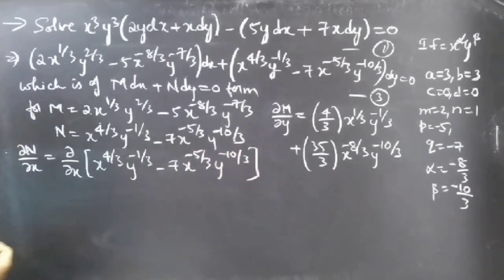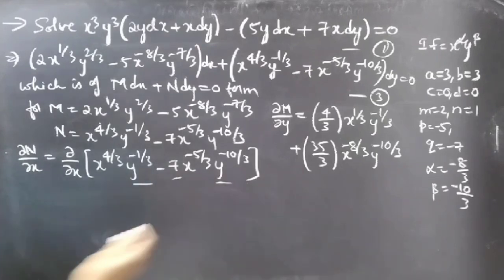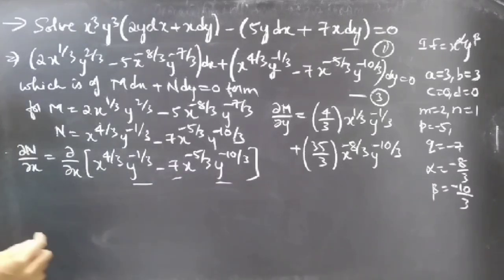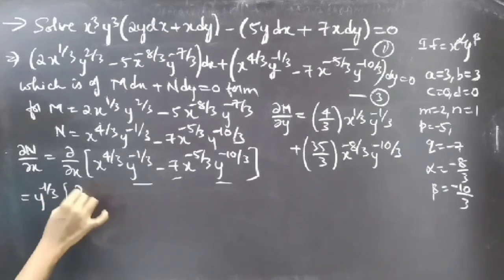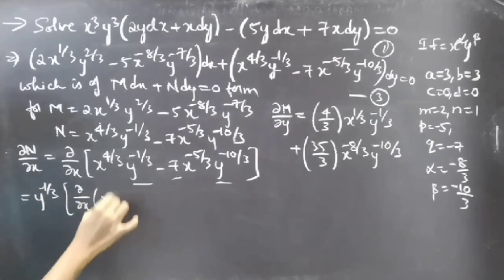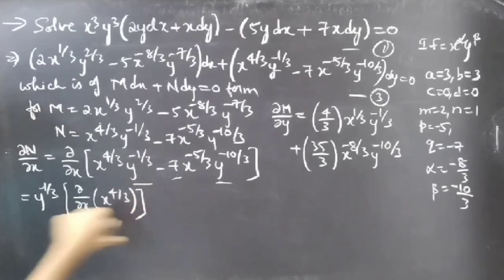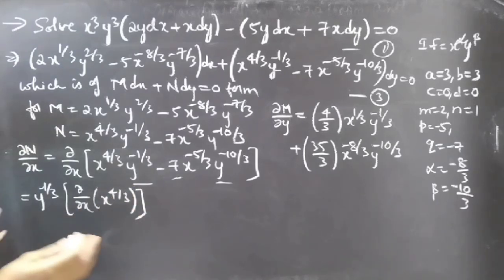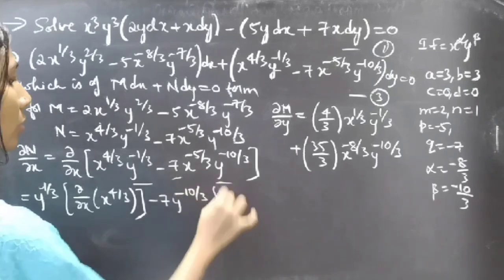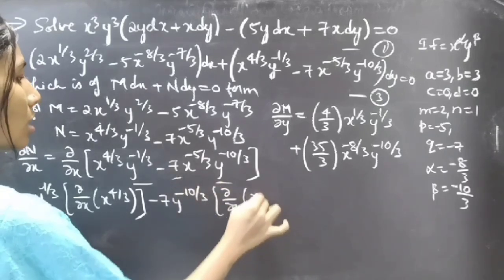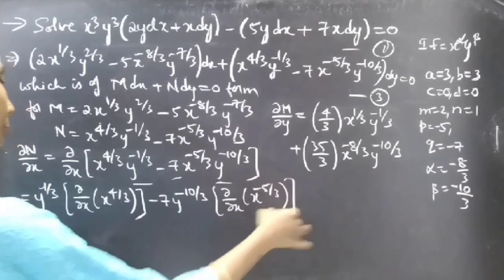Here we are finding the partial derivative with respect to x. So y will be treated as constant in the first term; y power minus 1 by 3 is constant. In the second term, minus 7 into y power minus 10 by 3 is considered as constant. So we can write this as y power minus 1 by 3 into partial derivative of x power 4 by 3, minus 7 into y power minus 10 by 3 into partial derivative of x power minus 5 by 3.